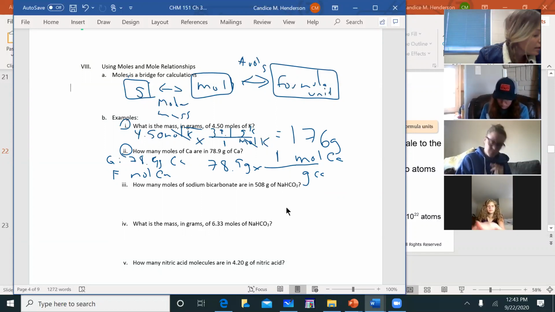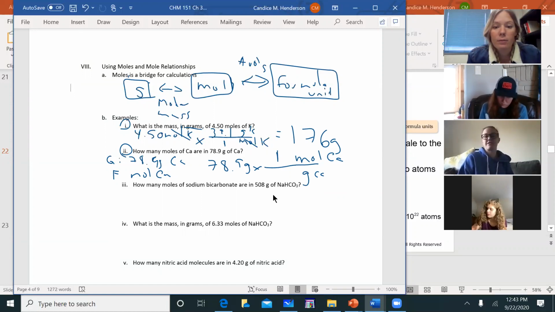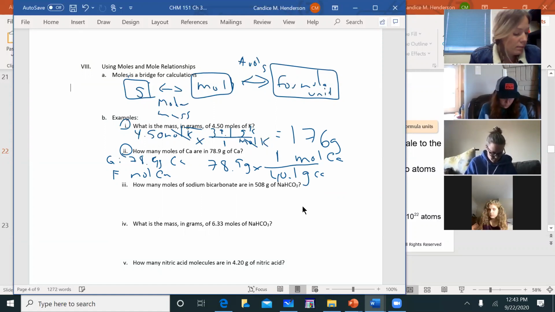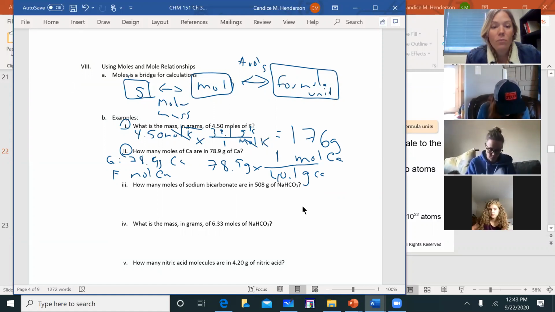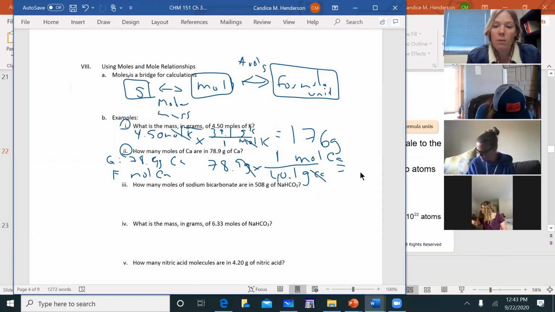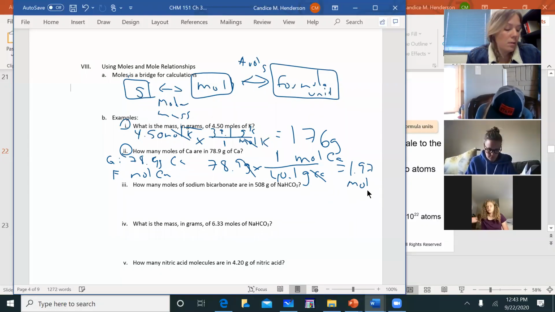So in this case, calcium has a mass of roughly 40.1, okay, or 40.08. So in this case, I will take my value and divide it by the molar mass. We'll be left with moles, and we should get 1.97 moles of calcium.